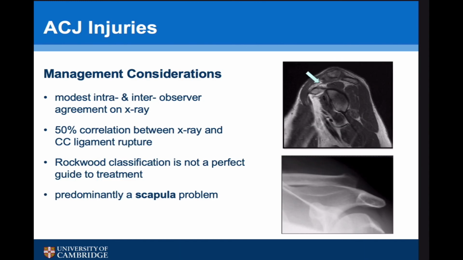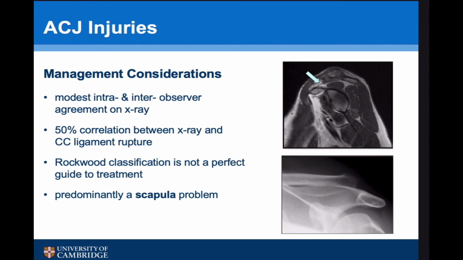So the management considerations are that there's only a modest intra and inter-observer agreement on X-ray. There's only a 50% correlation between an X-ray and the soft tissue injury that's actually occurred. And it appears that the Rockwood classification is not a perfect guide to treatment. And in fact, an AC joint injury is predominantly a scapular problem.